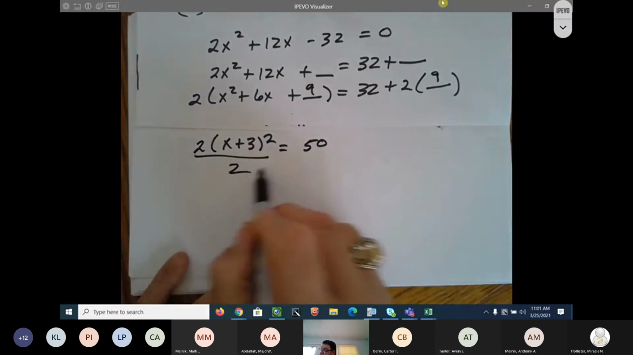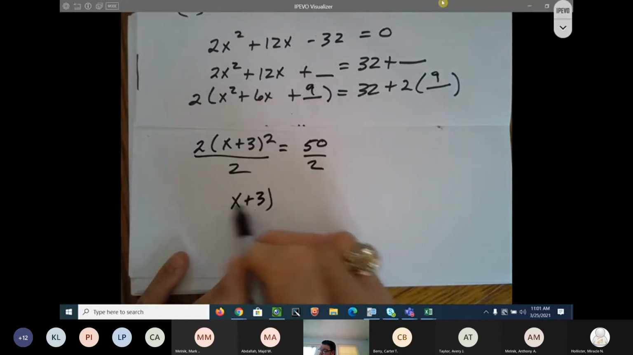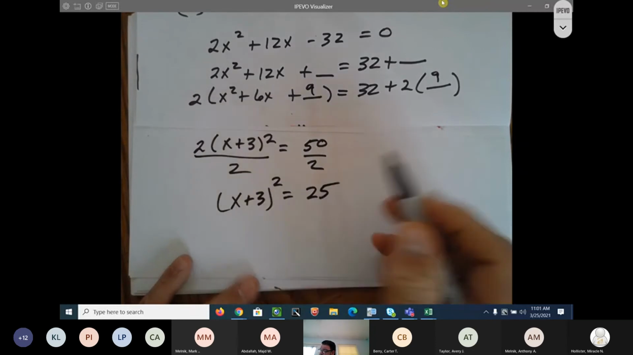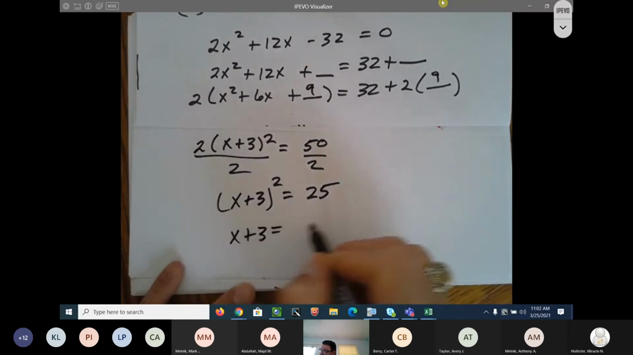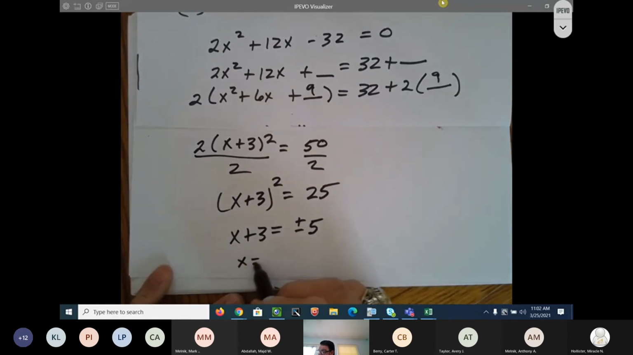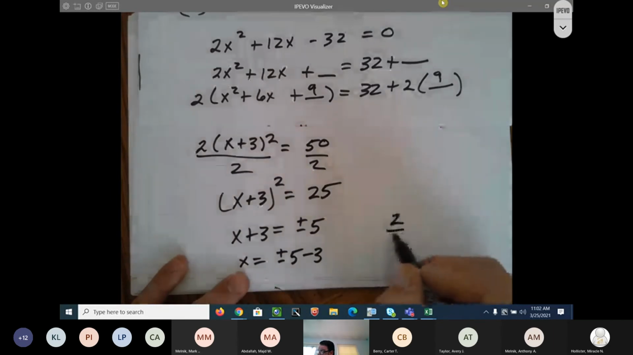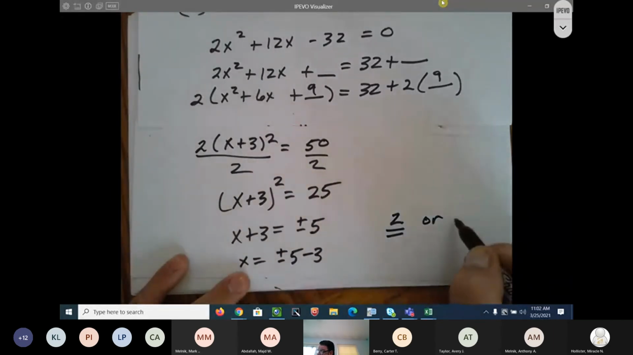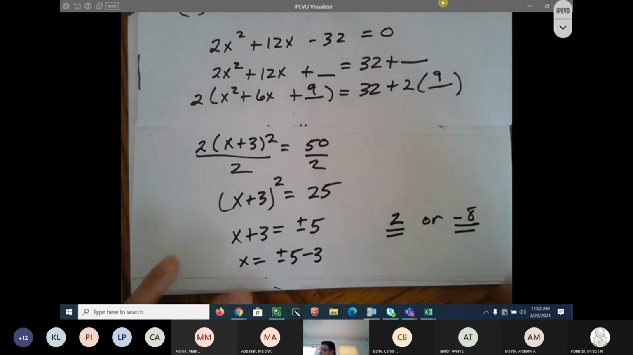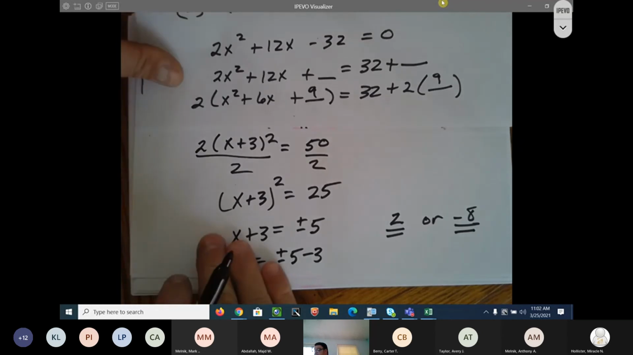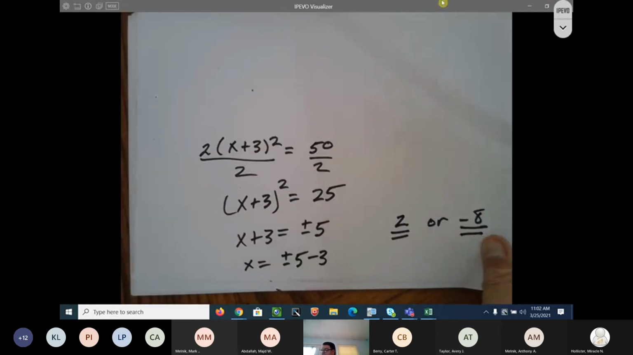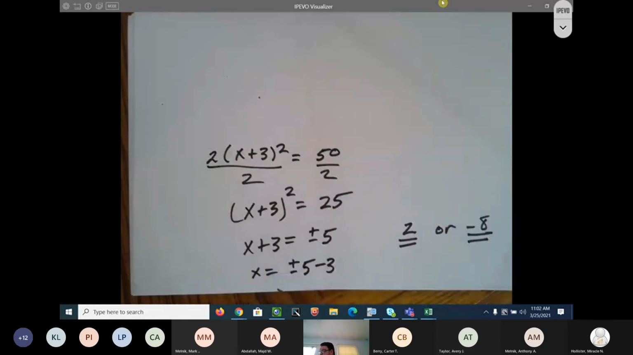Solve for x. x plus 3 is equal to positive or negative 5. x is equal to positive or negative 5 minus 3. 5 minus 3 is 2, and negative 8. So 2 and negative 8 are our critical values. So we draw our number line. I'm just showing y'all the easiest way to do this.